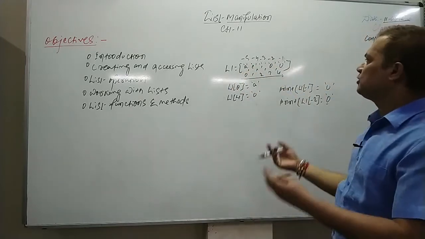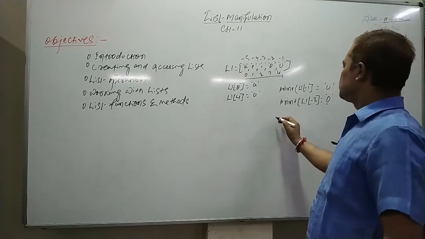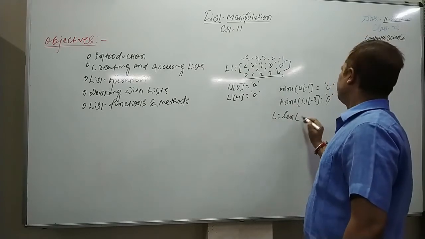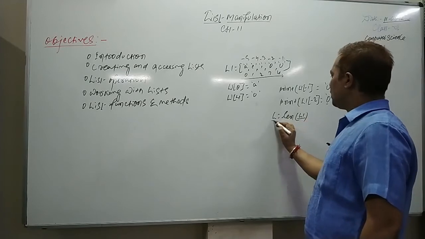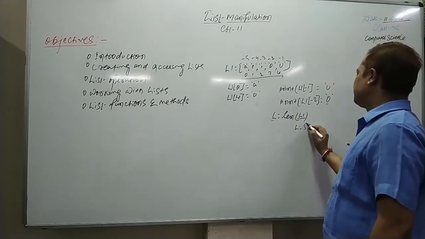You can find out the length of a list similar to how you got the length of a string. Anywhere you can say L equal to len of L1. Now L1 is a list name. Simply it will give you the length of the list, and in this case it is 5. So L will get 5.